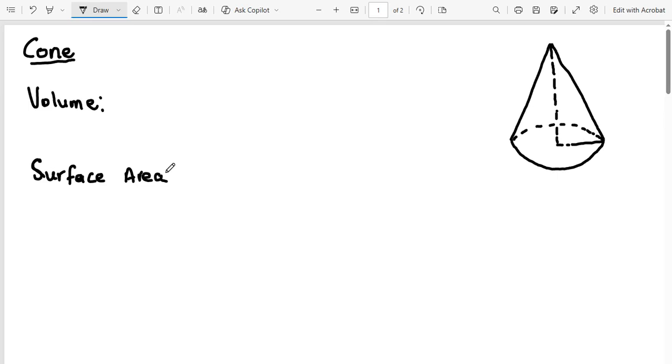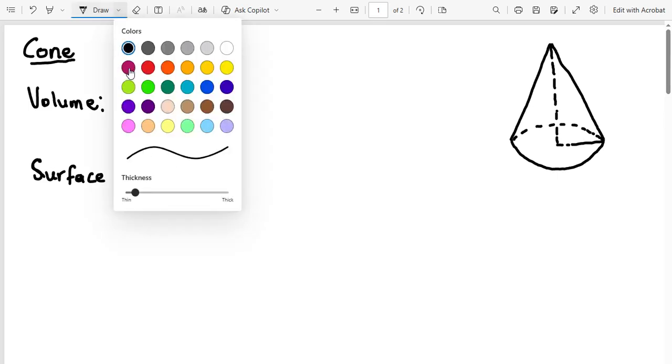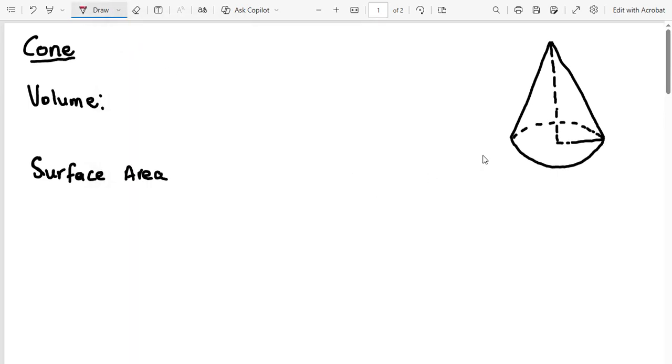Okay, so now when you look at this cone, just note that your height will be perpendicular to your radius, because this point here will be your R, which is your radius. This will be your H, which is your height, and this will be the slant height.